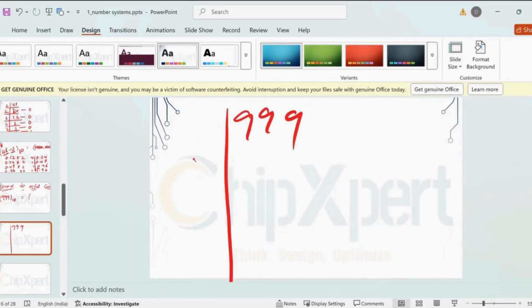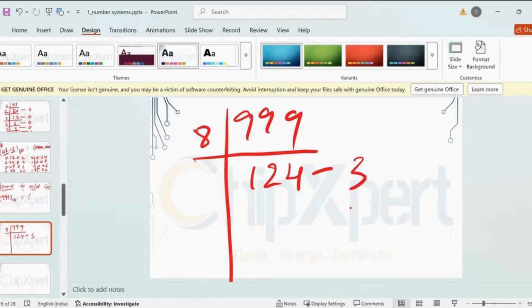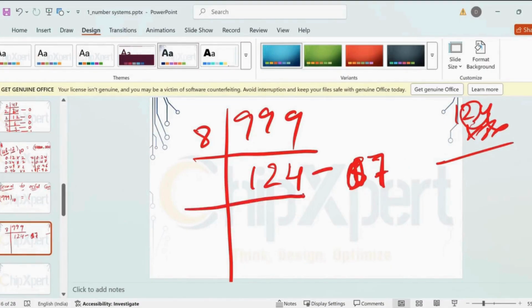999 is going to be divided by 8. How many times will it go? 124. What was the remainder? The remainder is 3. Correct? 124 into 8 is 992, so the remainder is 7.